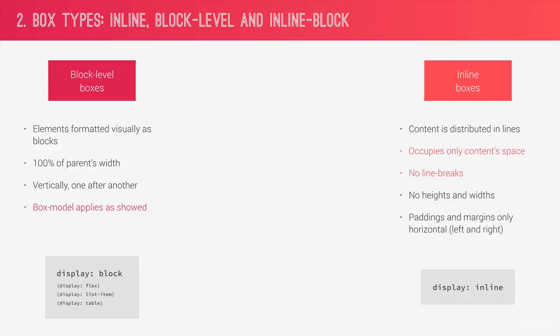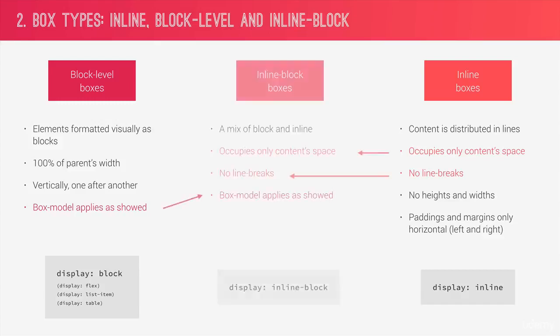Now, about the box model, things work a bit differently in inline boxes. First, the height and width property do not apply, which means that we cannot use these properties here. And second, we can only specify horizontal paddings and margins on inline elements, so only on the left and on the right side. That's the way the box model works on inline elements. So of course this has some serious limitations, and in order to overcome them, there's another type of box, and that's the inline block box.